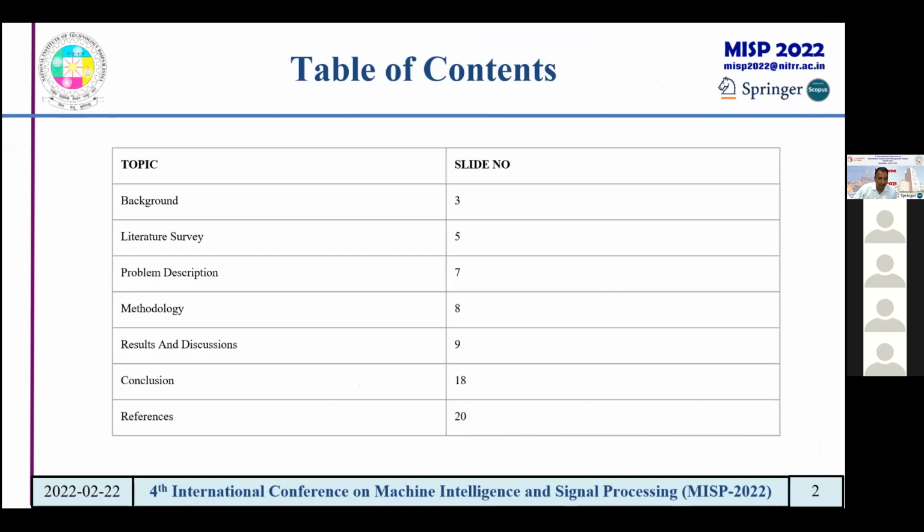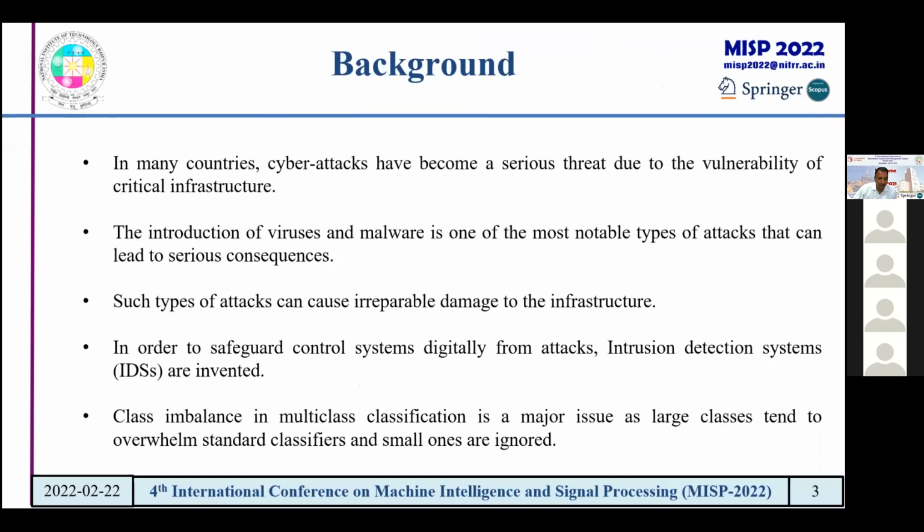Let me proceed. At first, in the introduction, viruses and malware are one of the most notable types of attacks that can lead to serious consequences. Such attacks can cause irreparable damage to the infrastructure. This prompts research into efficient ways to safeguard control systems digitally from emerging attacks. As a result, it has become necessary to improve control system security. In order to safeguard control systems digitally from attacks, intrusion detection systems are invented.